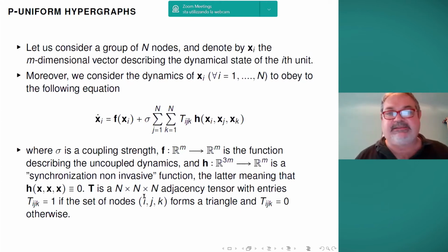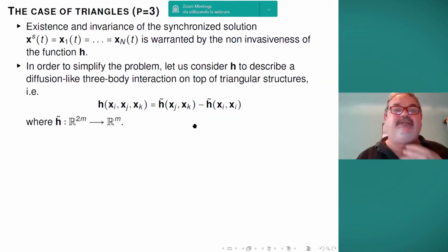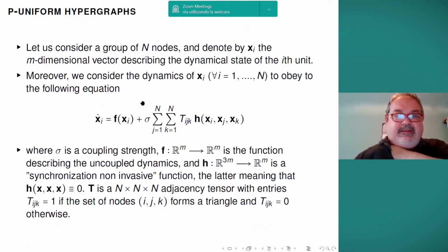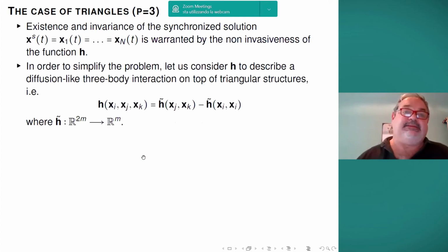And now the trick is to consider, as before, functions h which are synchronization non-invasive. That is, functions such that when you calculate the function in x, s, s, it is 0. So this means that h of x_s, x_s is 0 when everything is synchronized. And this guarantees, again, that when you are synchronized, this vanishes, and you have a manifold which is invariant with respect to sigma. Okay, so the existence is guaranteed.